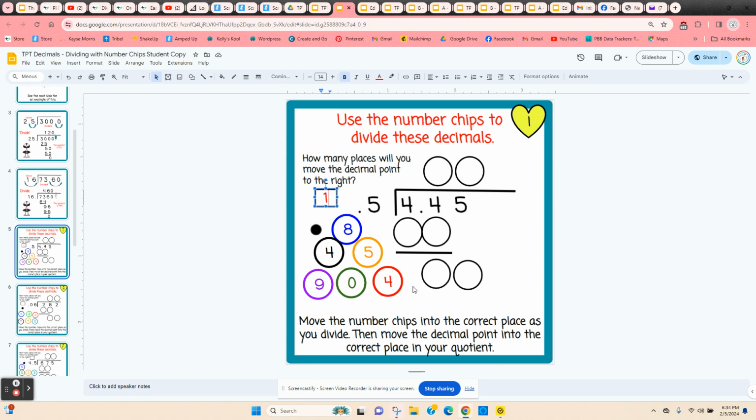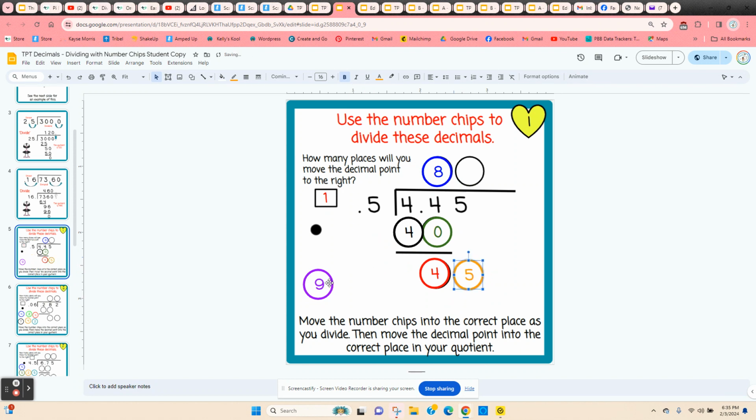Here 5 goes into 44 8 times, so they're going to click and hold on the 8, move that into place. This is also good practice for the long division. 8 times 5 is 40, so they're going to move the 4 and the 0, subtract, bring down the 5, and then 5 goes evenly into 45 9 times. Now the last thing they have to do is move that decimal point. So if it's moved one place to the right, it's going to be here between the 4 and the 5, and then it goes straight up into their answer.